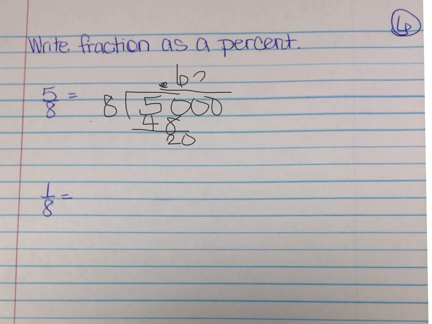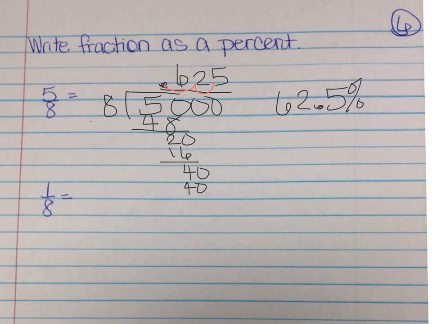And it goes into 20 2 times. 16, and that's 40. Oh, good, we're going to have enough room. And it goes into 40 5 times. Okay, but this is as a decimal. So then I have to turn my decimal into percent. So if I'm going from decimal to percent, I'm going to slide over 2 to the right. And so that will give me 62.5%.